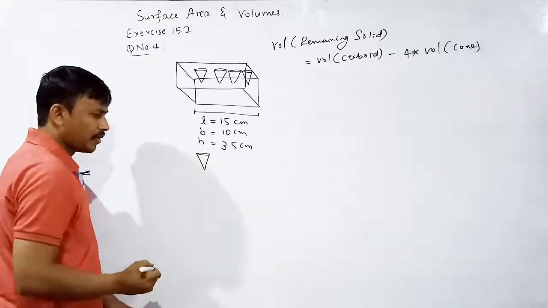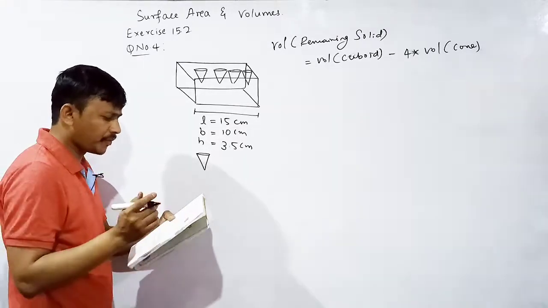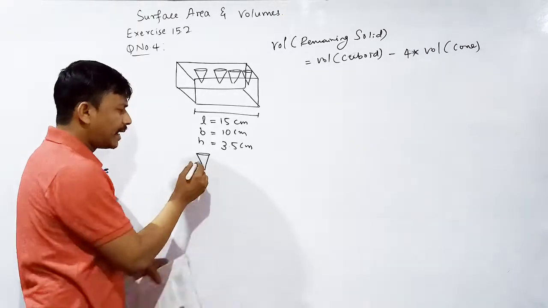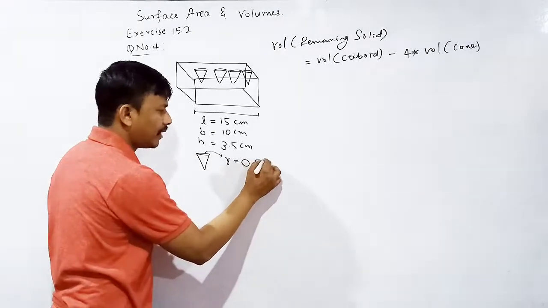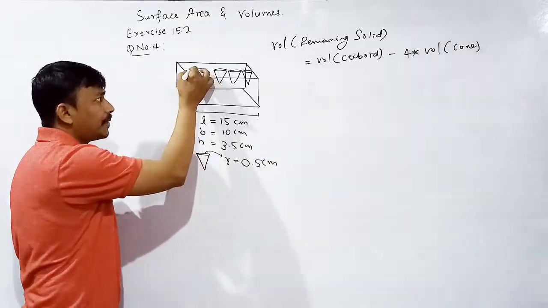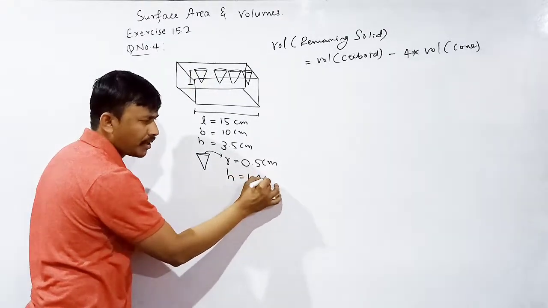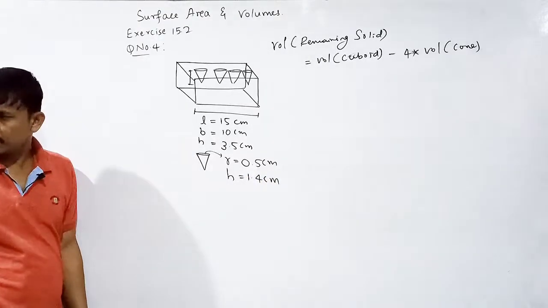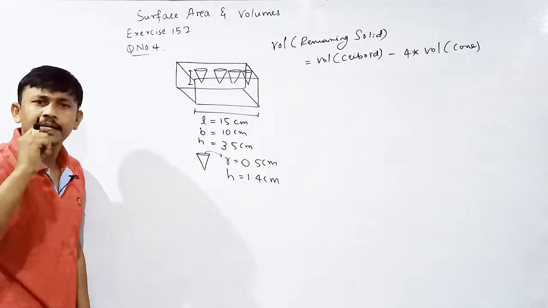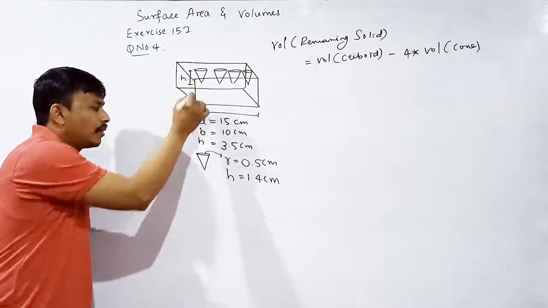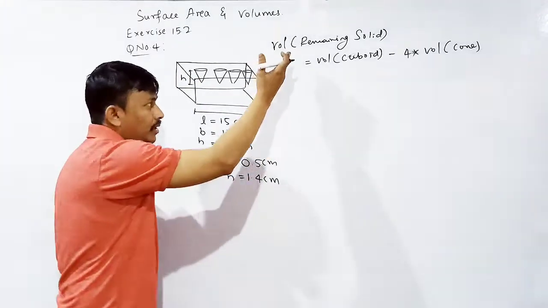Cone dimensions: what is the height of the cone, or the depression of the cone? 1.4 centimeter is the depth, and the radius r is equal to 0.5 centimeter. What is the depth here? Depth is nothing but height, equal to 1.4 centimeter. Height of the cone is nothing but the depth of the cone, that is 1.4 centimeter, and the radius of the cone is 0.5 centimeter. What is the formula?